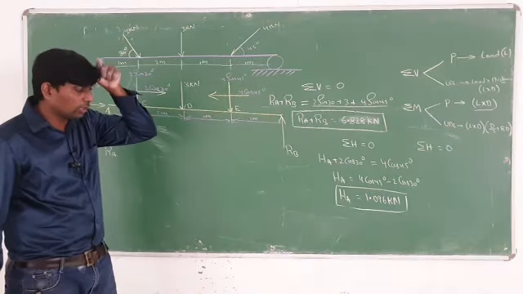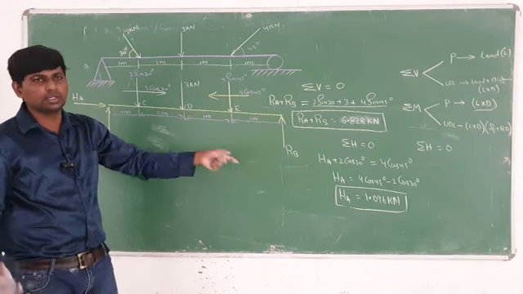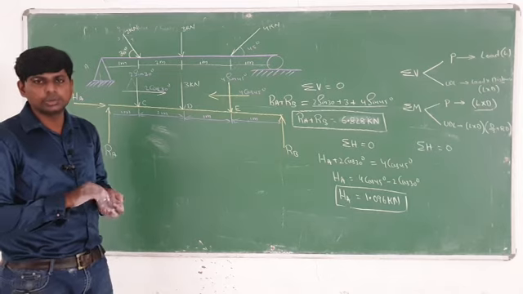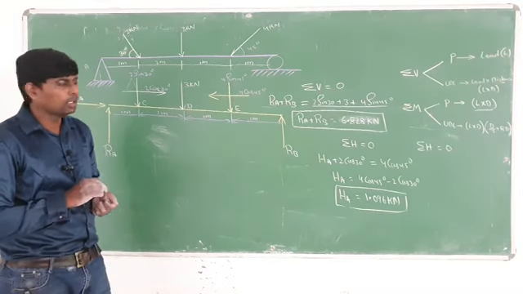Only if the question asks you to find that one, then you go for it. Otherwise, for a support, you only have to find out RA and RB.